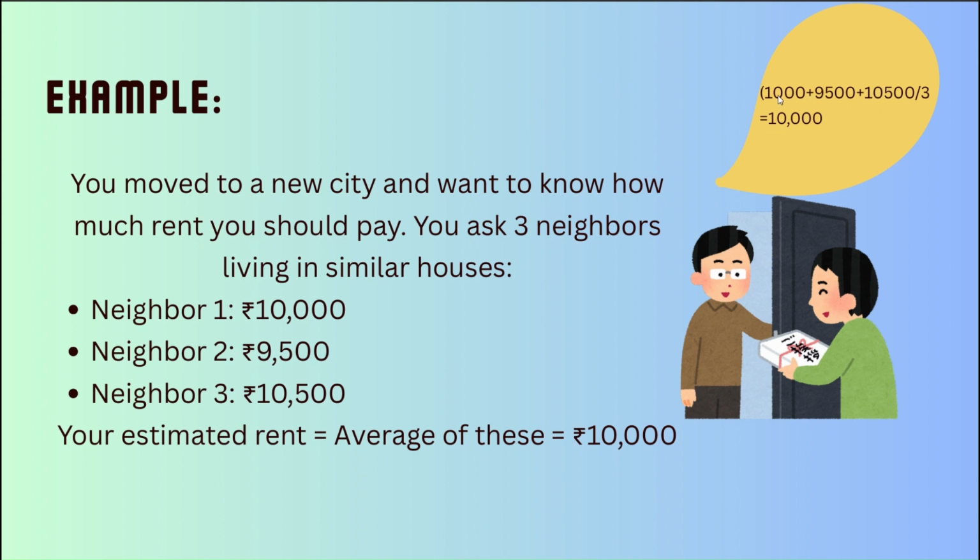So here you can see, one house was 10,000 rupees, another house was 9,500 and another house is 10,500. So you'll average all these, and here it is 10,000. You'll get an estimated value of how much you should pay. So here you got an estimated value of 10,000, so you'll search for a 10,000 rupee rent flat. So this is how KNN regression works.